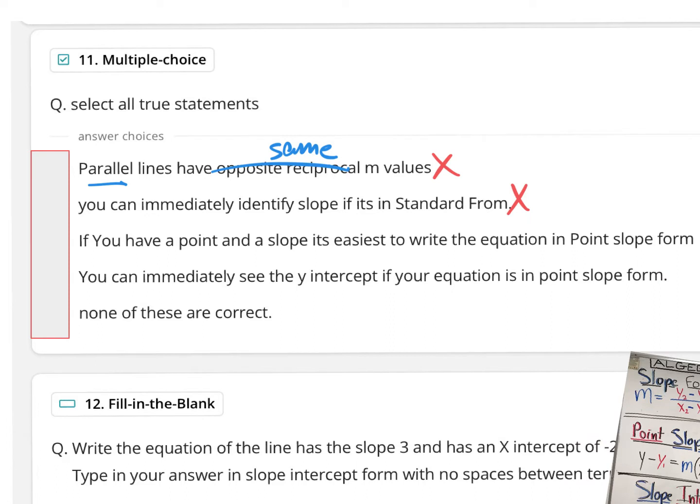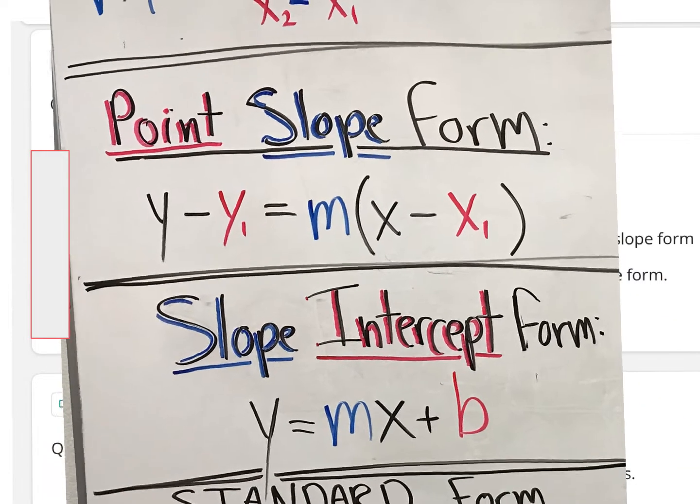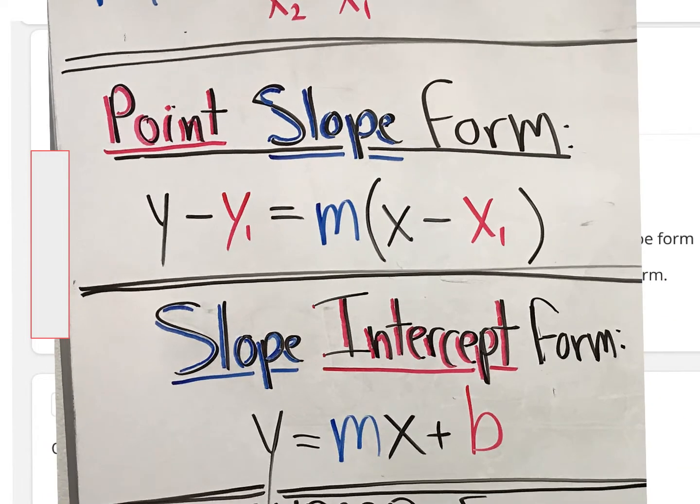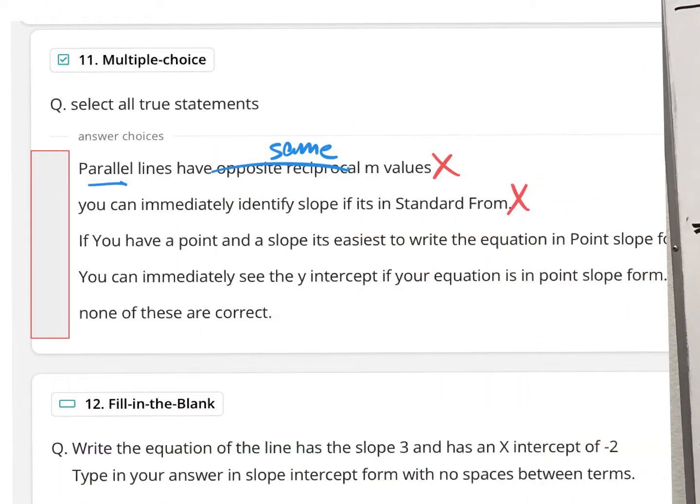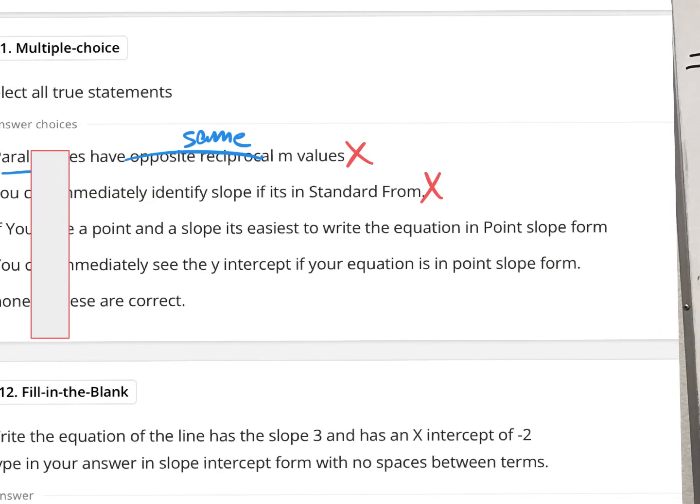What else? It says, if you have a point and a slope, it's easiest to write the equation in point-slope form. Heck yeah. Super easy, right? If you have a point, x1, y1, you plug it in here and plug it in there, okay? And you have a slope, you plug in your slope right there, and voila, you're done. That's point-slope form. So that's for sure a true statement. So I am going to put a green check mark right there.